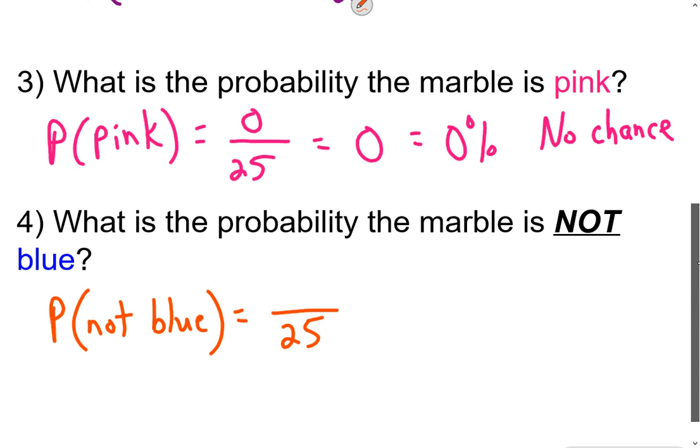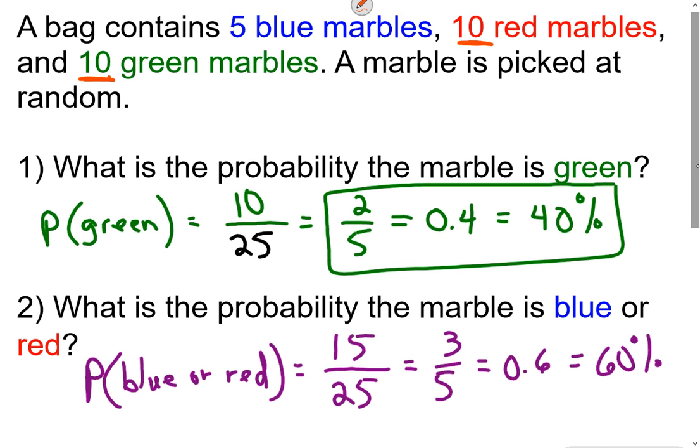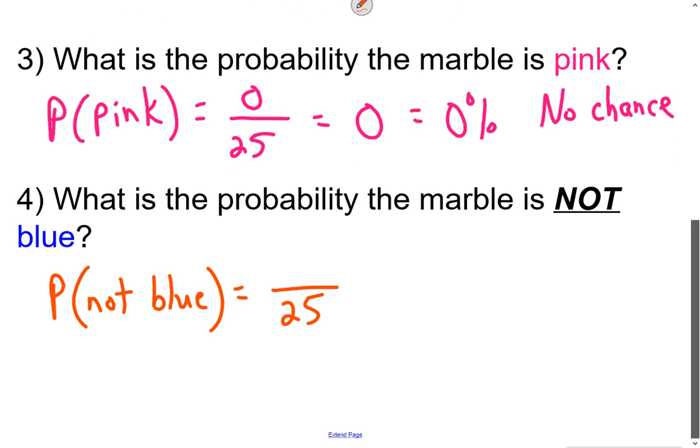But now I got to come up here and ask, how many of them are not blue? Well, 5 of them are blue, but then we have 10 of them that are red. That's not blue, so that would work. 10 of them are green. That's not blue, so that would work. So then I look at it, I have 10 red plus 10 green. That puts me at 20 marbles that I could pull out of that bag that are not blue.